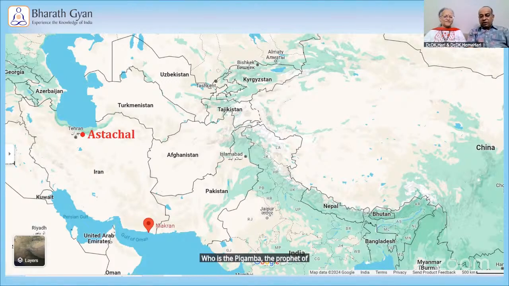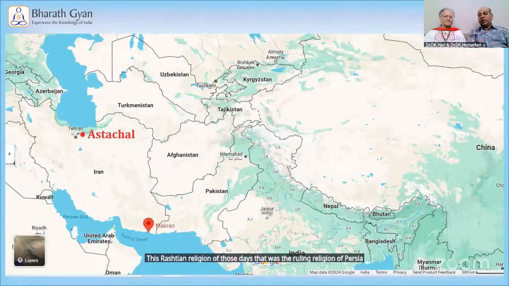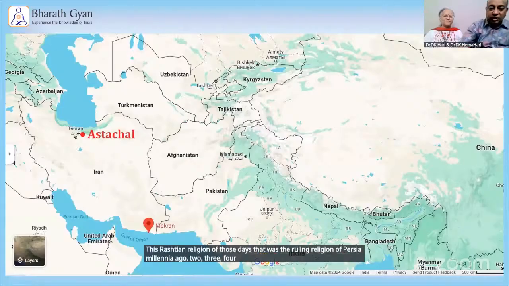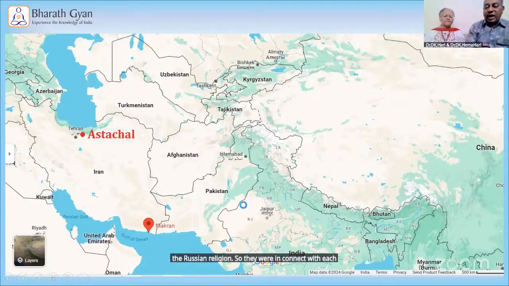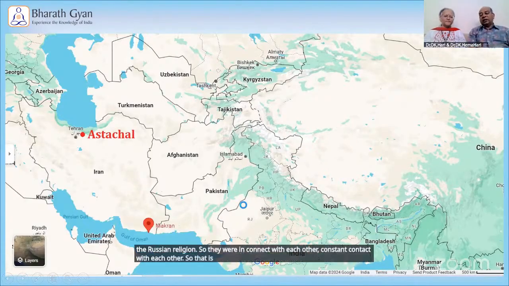the Zoroastrian religion of those days, that was the ruling religion of Persia millennia ago, 2, 3, 4 millennia ago. Bharata Varsha is here and the Zoroastrian religion was here, so they were in constant contact with each other. That is how you had this interchange.